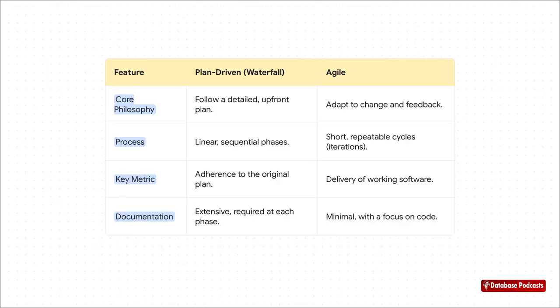Okay, and this chart just lays it all out, side by side. On one hand, you have the plan-driven waterfall model. The whole philosophy is follow the plan. The process is totally linear, one step after another. And how do you know if you succeeded? Well, did you stick to the plan? It's all backed up by tons and tons of documentation. Then you've got Agile. The philosophy here is completely different. Adapt to change. The process is all about these short, repeatable cycles. And success? It's not about the plan, it's about delivering working software. Documentation is kept to a minimum. It really just boils down to this: predictability versus adaptability.